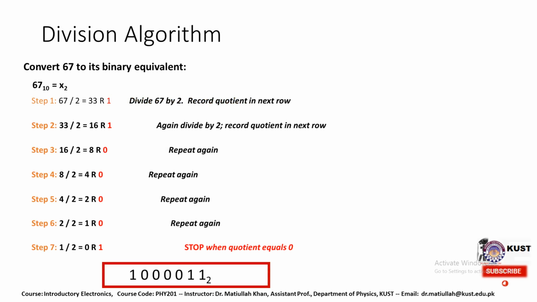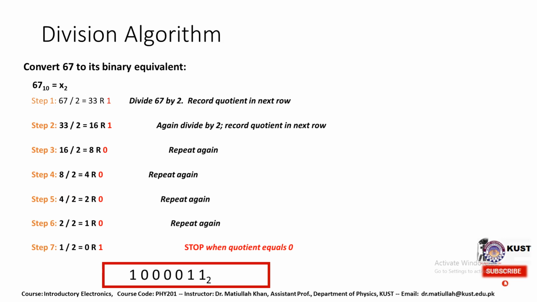We have a very simple case where we have 67, in the decimal number system, and we would like to convert that into the binary number system. All the steps of the division algorithm are very clear and simple here. The objective of this slide is to understand how to convert 67, which is in base 10, meaning the decimal number system, to the binary equivalent, meaning base 2.